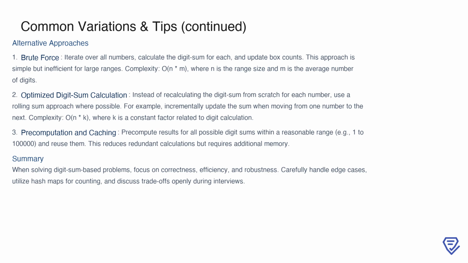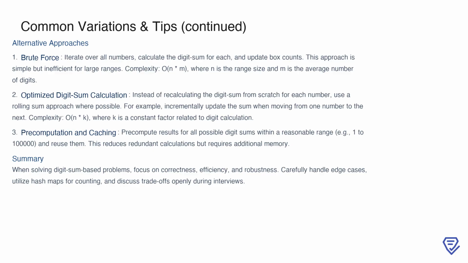Another advanced technique is pre-computing and caching results. Here, you pre-compute digit sum values for all possible numbers within a reasonable range, say, 1 to 100,000, and reuse these values during the main computation. While this reduces redundant calculations significantly, it does require additional memory.